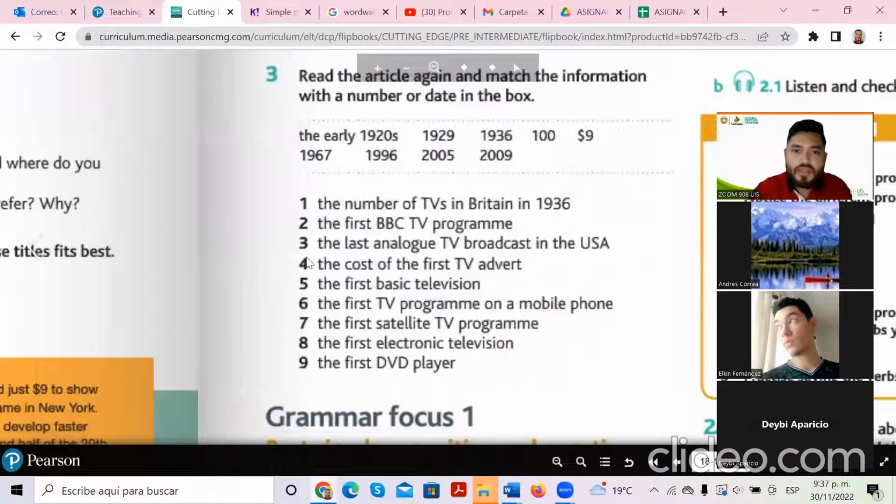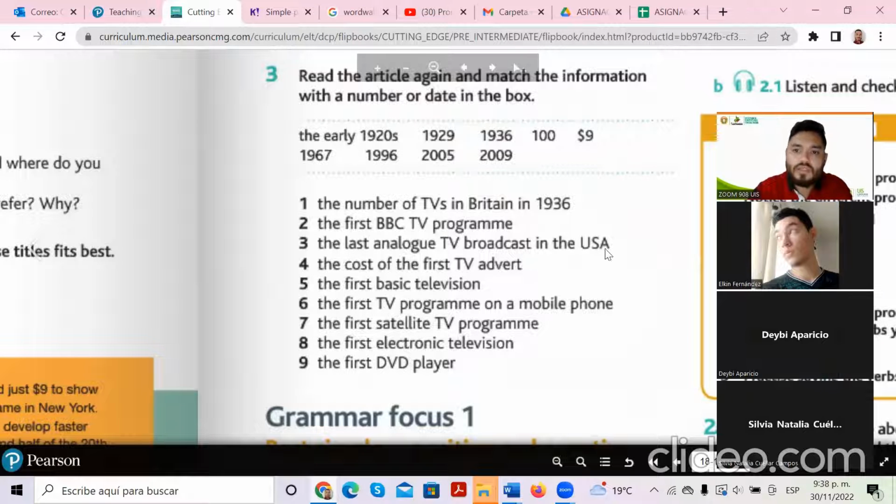Good. Thank you. No, four, the cost of the first TV advert. $9. That's correct. Thank you very much. Let's go for number five, the first basic television. The early 1920s. That's correct.